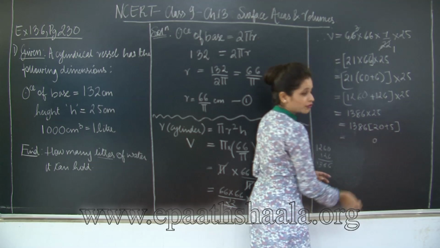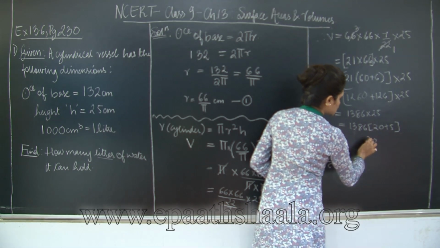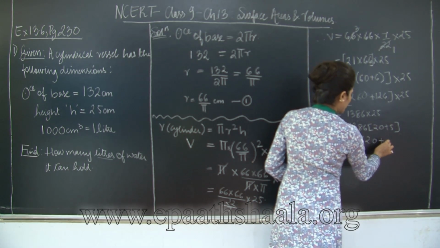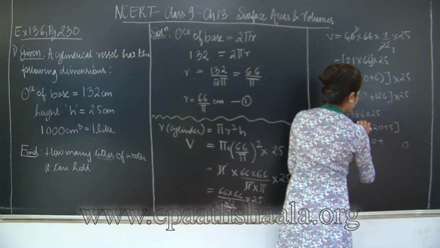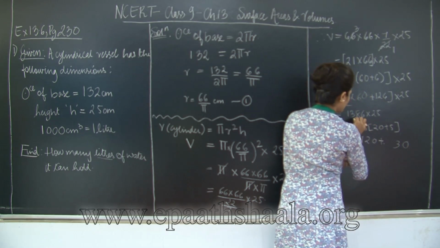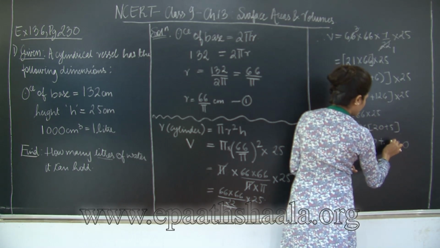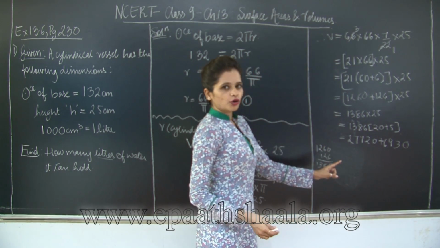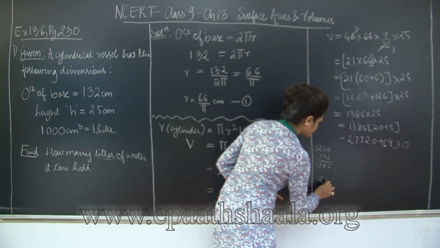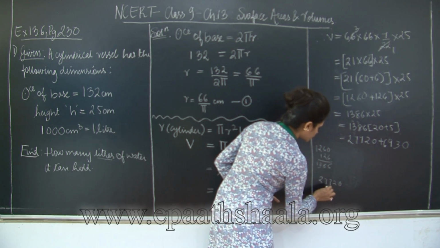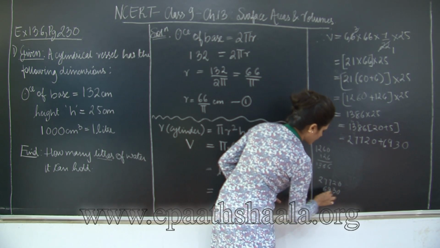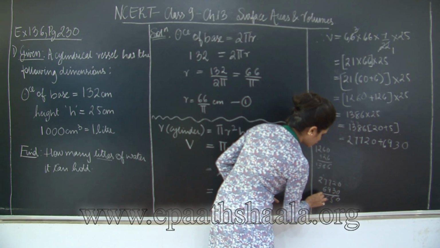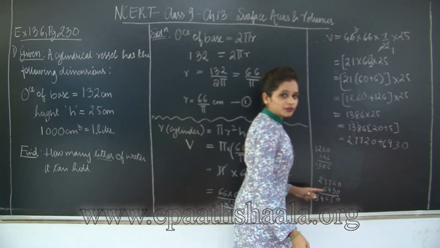Just putting a 0 for this 0 out here, then 2 6s are 12, 2 8s are 16, 17, 2 3s are 6, 7, 2 1s are 2, plus 5 6s are 30, 5 8s are 40, plus 3, 43, 5 3s are 15, plus 4, 19, and 5 1s are 5, plus 1, 6. So 27720 plus 6930. What do we get? 34650.